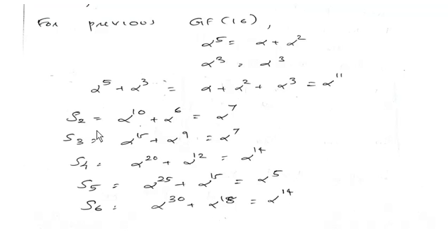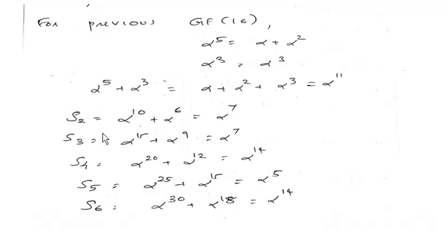Then we need to find S2. S2 is nothing but S1 whole square. So you will get alpha raised to 5 into 2 plus alpha raised to 3 into 2, which is alpha raised to 10 plus alpha raised to 6, that is alpha raised to 7. Replace alpha raised to 10 and alpha raised to 6 with their coefficients, the same coefficients cancel out, and the remainder gives alpha raised to 7. Similarly S3 is alpha raised to 5 into 3 plus alpha raised to 3 into 3, so alpha raised to 15 plus alpha raised to 9, that is again alpha raised to 7.